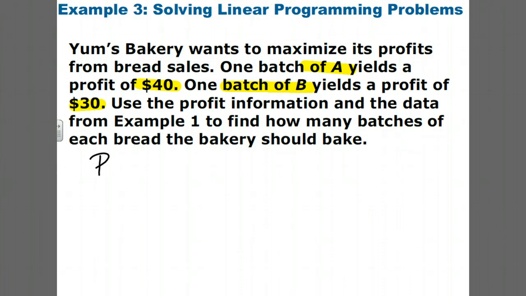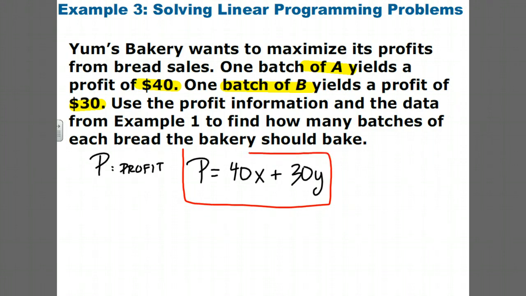Well, let's say P is profit. And so then P is going to equal $40 times every batch of A we make, which is our X, and $30 times all the batches of B we make, which is our Y. And so we take this profit equation and we are going to substitute every vertex of the feasible region that is going to maximize this, because we want a maximum profit, so we want to maximize.